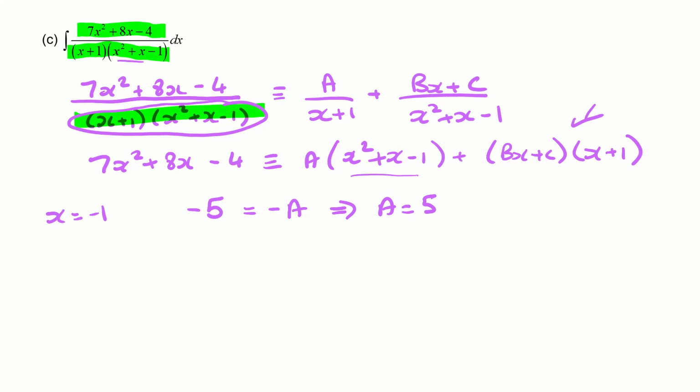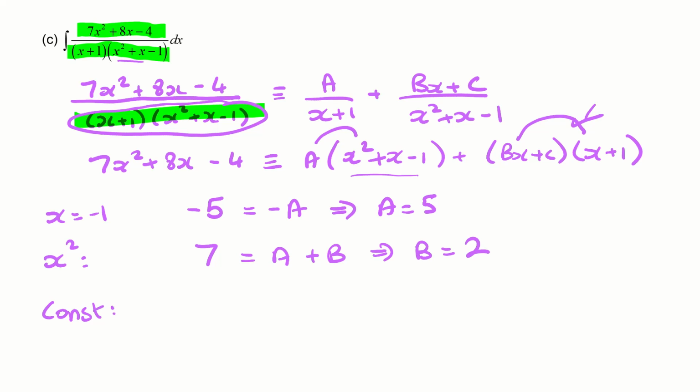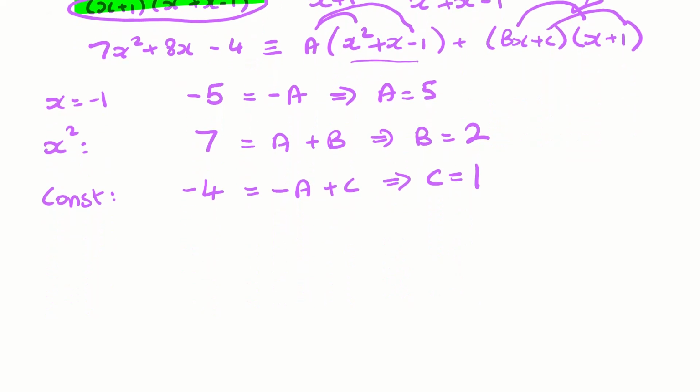which means that A is equal to 5. If we now look at x squared coefficients, on the left we've got 7, on the right you'll have A plus B. We know that A is 5, so that means that B is equal to 2. And if we look at the constant term, we've got -4 on the left. And if we look on the right, the constant term here would be negative A, and we'd get one here which is plus C, and we know that A is equal to 5, so that's going to give me that C is equal to 1.